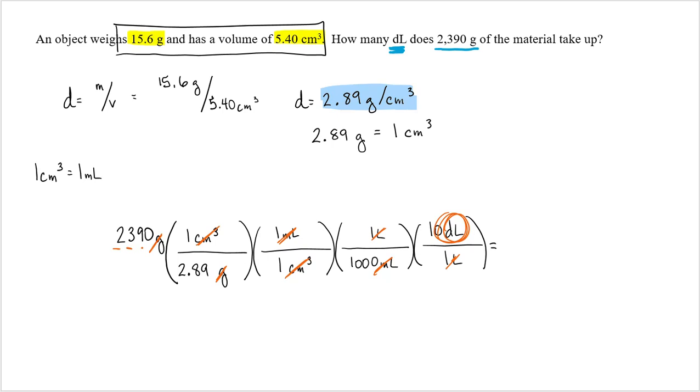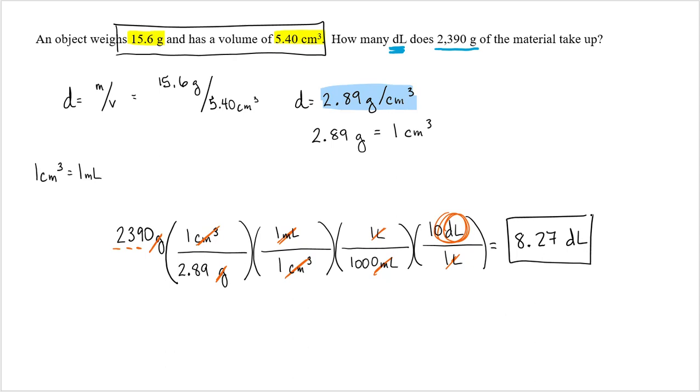This number out front, 2,390, only has 3 significant figures. There's no decimal point. So that 0 that's to the right of the digits is important. It's a placeholder, but it is not significant. So there's 2,390, 3 sig figs. So my answer should also have 3 significant figures. So it is 8.27 deciliters. So that's how I would solve it.